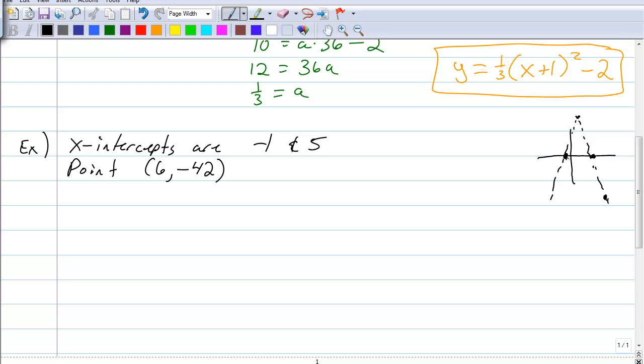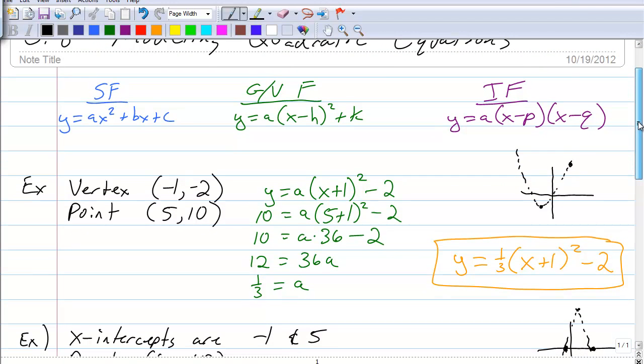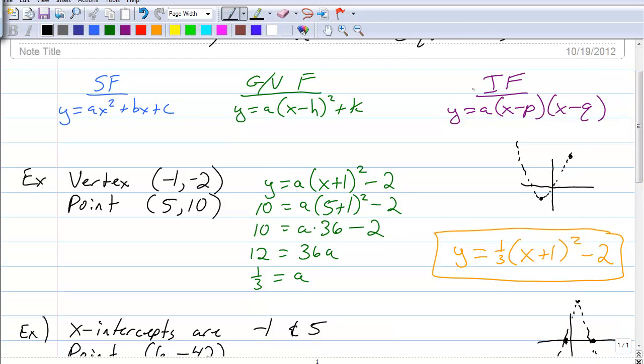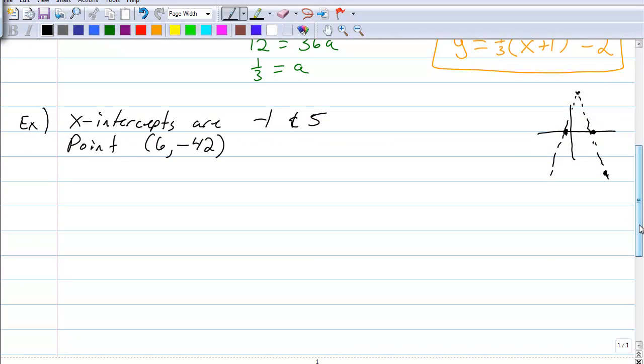All right, so when we do this, I'm expecting to find our a to be negative. Now, which form are we going to use? They gave us the x-intercepts, so we're going to use intercept form. So, y equals a, we don't know what a is, times x minus p. Now, the first x-intercept is negative 1, so it's going to be x plus 1. Remember, because it's x minus p, it's x minus negative 1, so it's x plus 1. And then x minus q, which in this case is 5.